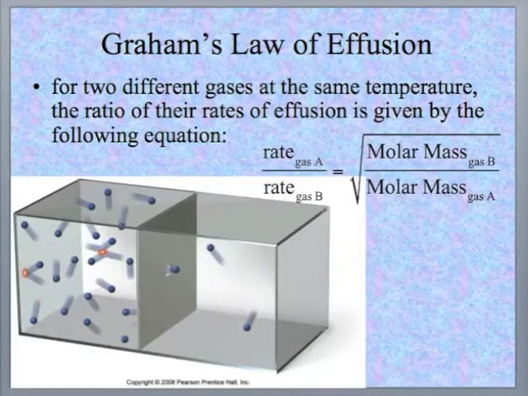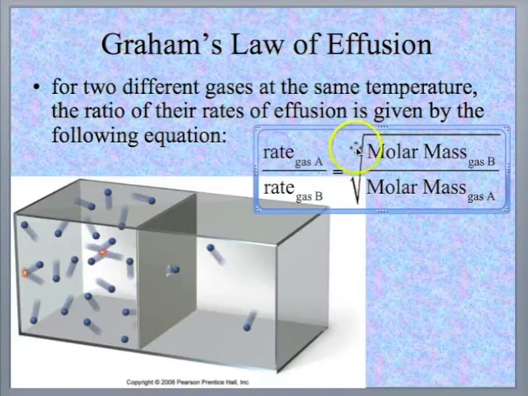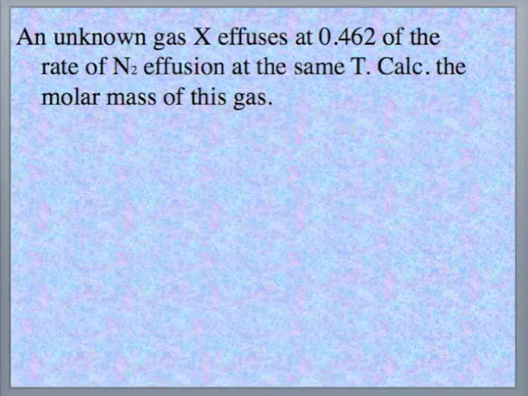Graham's law of effusion states that for two different gases at the same temperature, the ratio of their rates of effusion is given by this equation. The rate of gas A over gas B is equal to the square root of the molar mass of gas B divided by the molar mass of gas A. So we can do a problem now.